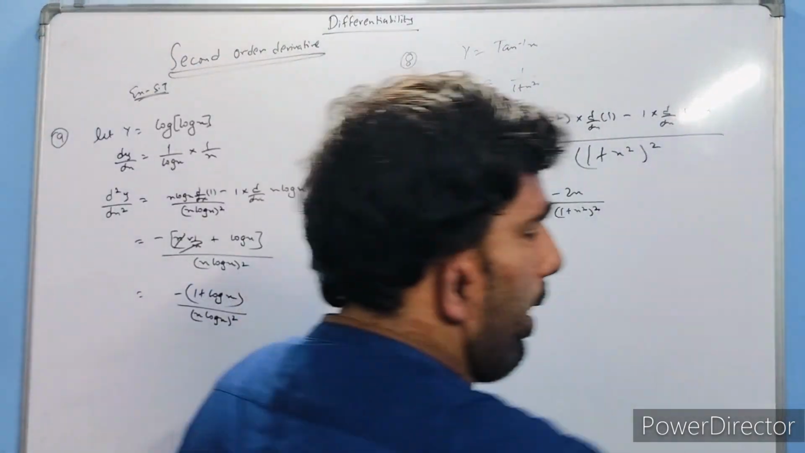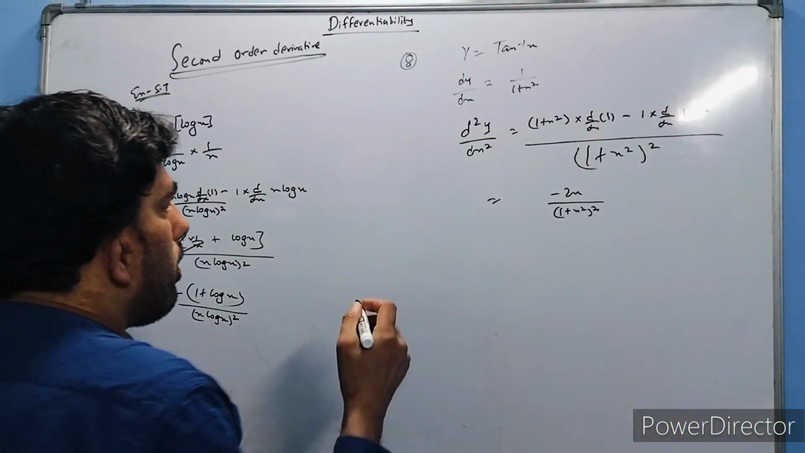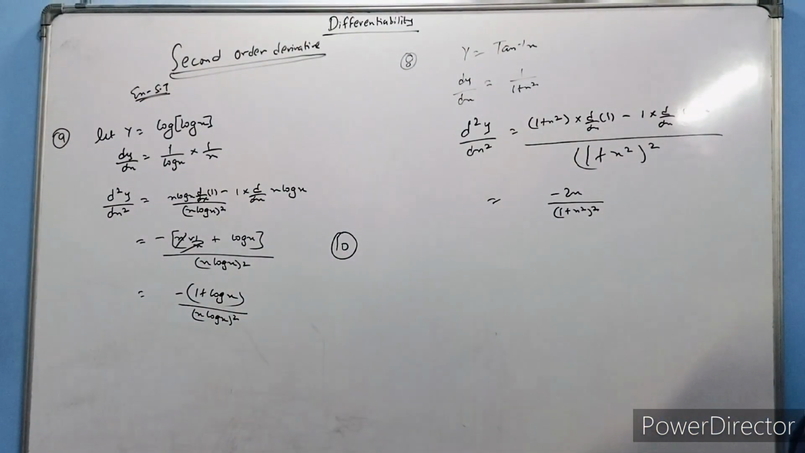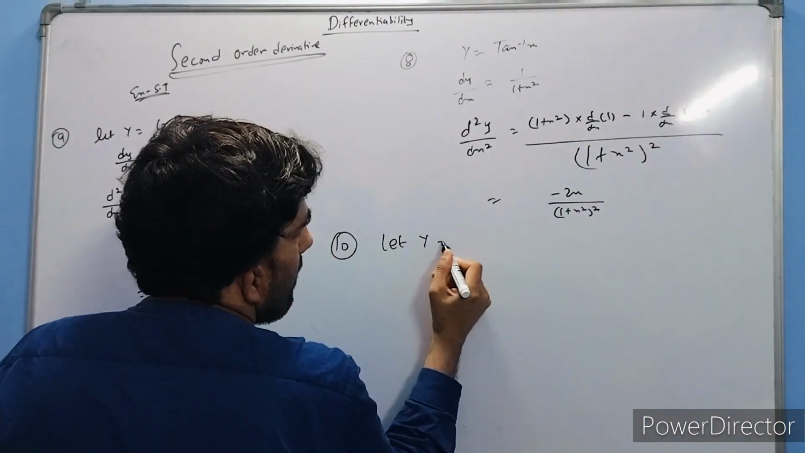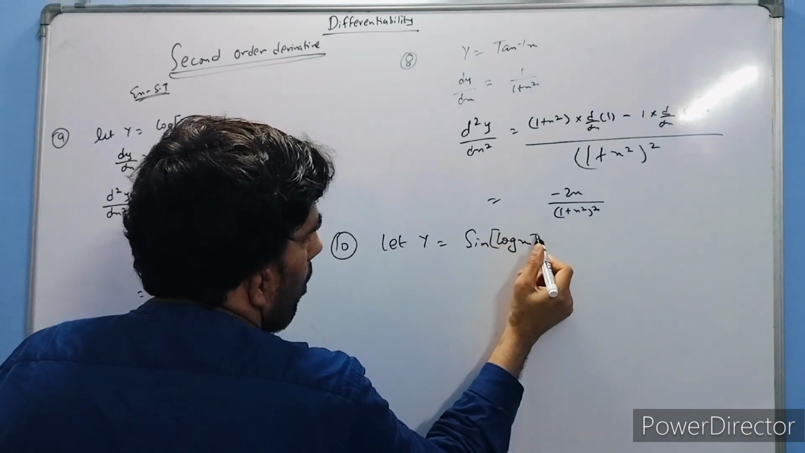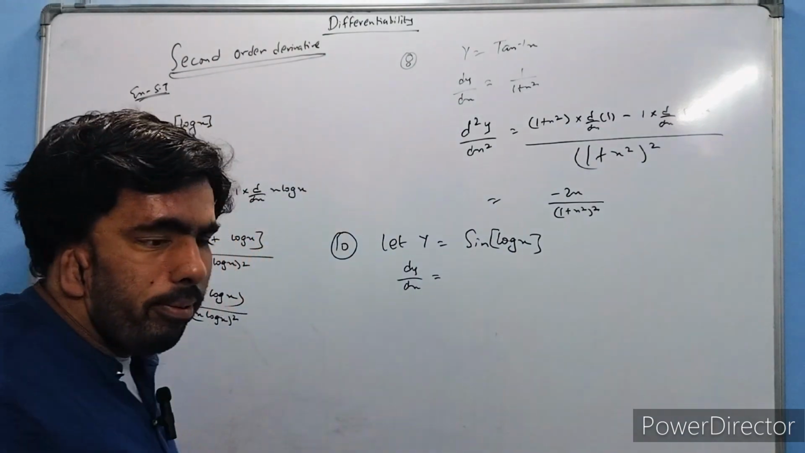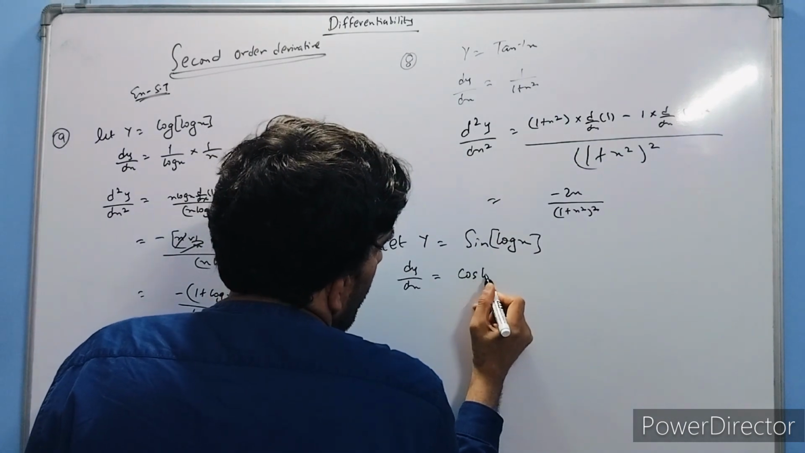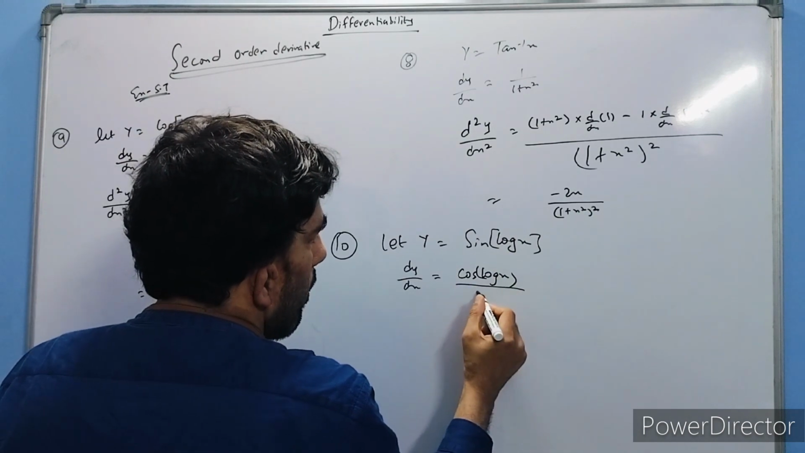Now let us try to solve the next question we have. Here we will solve the 10th question now. So what does the 10th question say? They have given that y is equal to sin log x. Now we'll differentiate first. We know that differentiation of sin x will be cos x, but x is log x, so we'll have cos of log x into differentiation of log x, which will be 1 upon x.